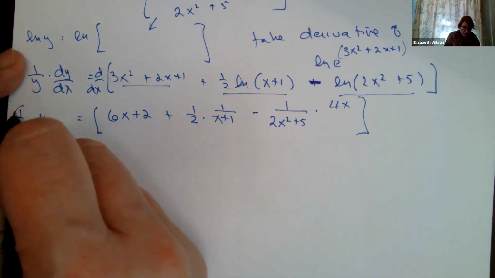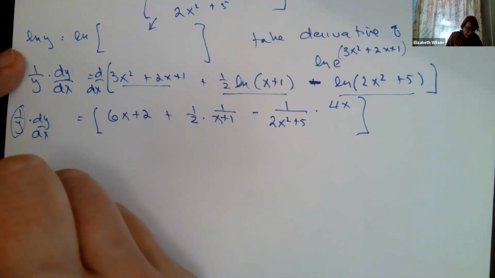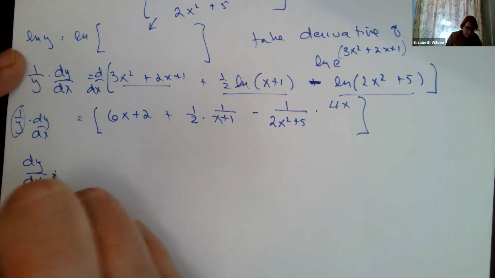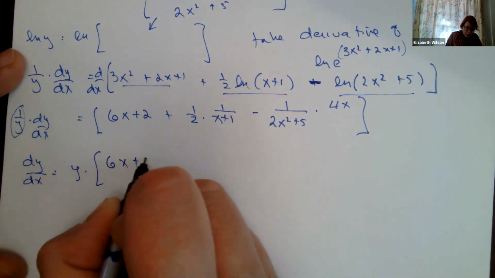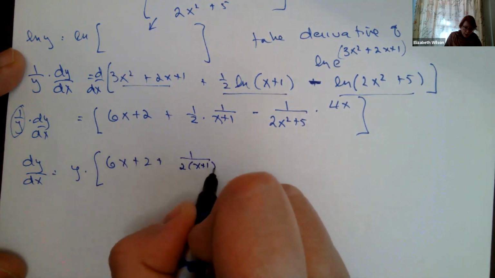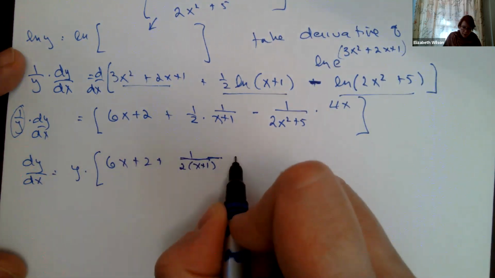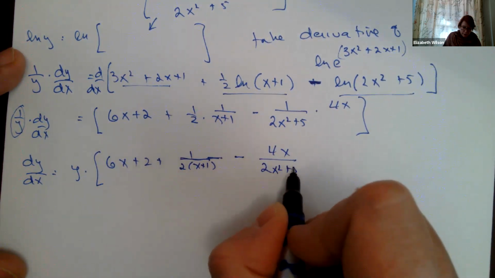Now I have to solve for dy/dx. I have to multiply both sides by y. So my dy/dx equals y times, and I'm going to clean this up a little bit, 6x plus 2 plus 1 over 2x plus 1, right? That's 1/2 times that fraction, minus, I'll put the 4x all over 2x squared plus 5.